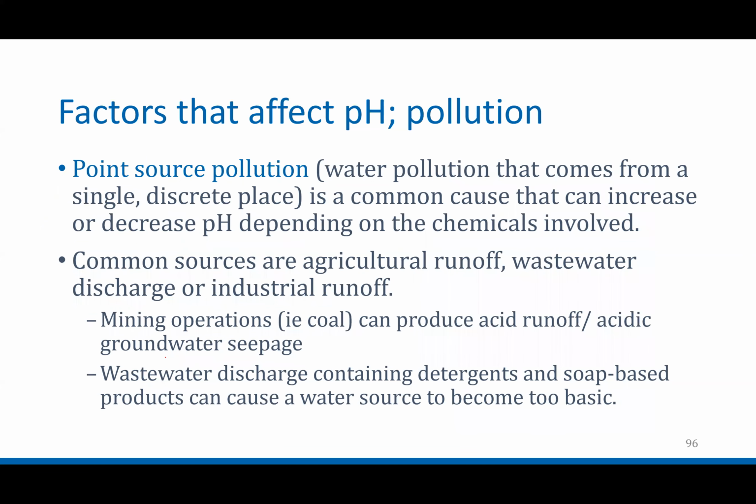So another factor that can affect pH, and we'll talk a lot about this one later. There's a lot of stuff here I mentioned we're going to talk about later, like turbidity. But once this course is finished and you're looking at this chapter all together, it fits pretty well. Another thing we will talk about a little later is point source pollution. And this is water pollution that comes from a single discrete place.